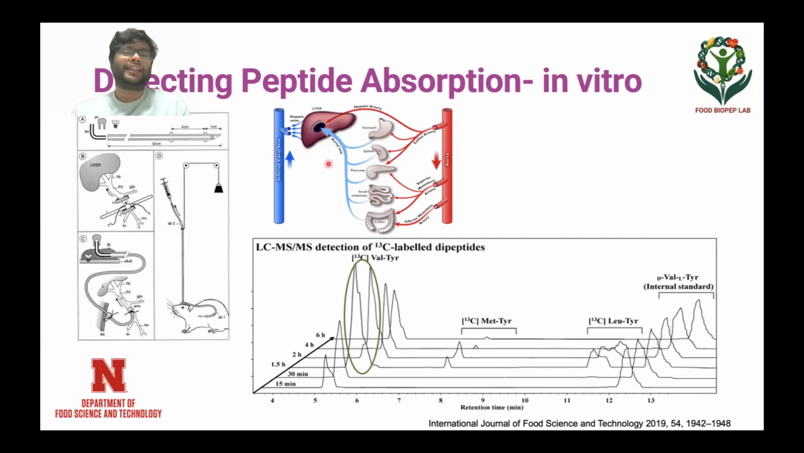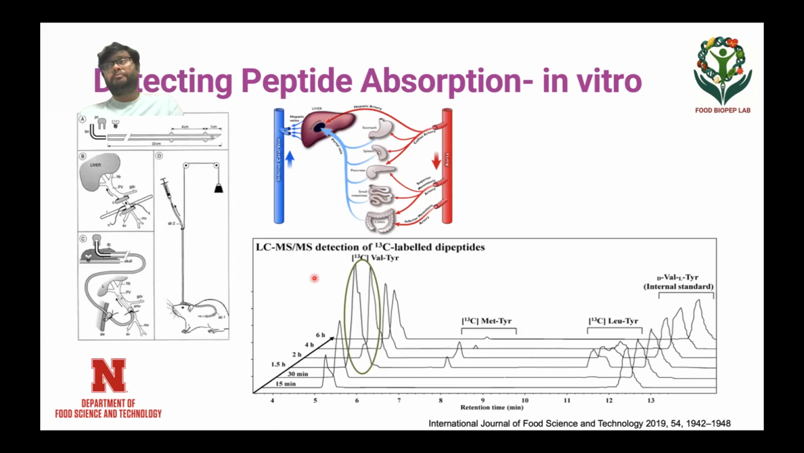But this portal vein then takes all of these peptides to the liver, and then the liver throws them down to the hepatic circulation. After the hepatic circulation, they go to the whole body. And you can use different kinds of mass spectrometry to detect the absorption of these peptides.